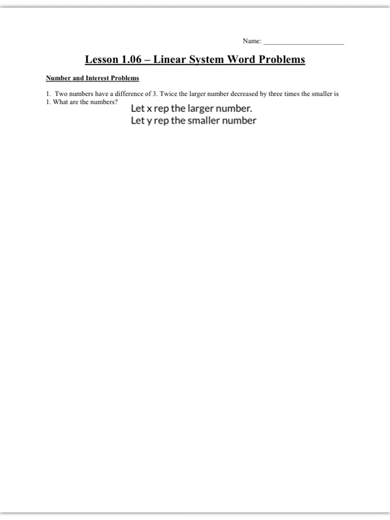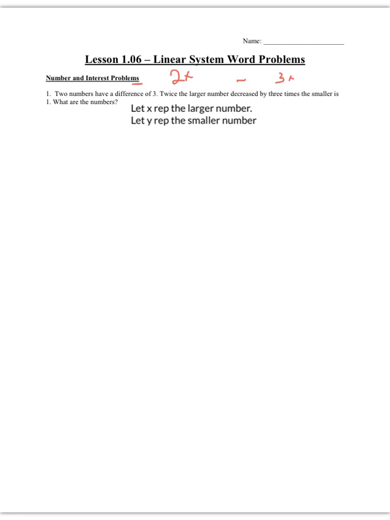So this question says two numbers have a difference of 3. Difference means one of them minus the other one is going to make 3. Then it says twice the larger number, so 2 times the bigger number, decreased, so minus 3 times the smaller number, is 1. From that information, we're going to be able to generate equations.